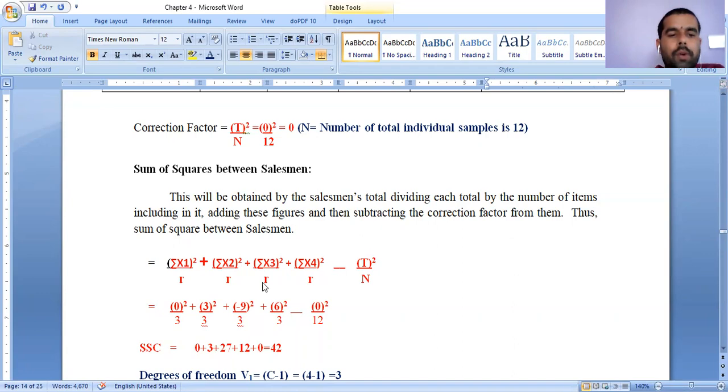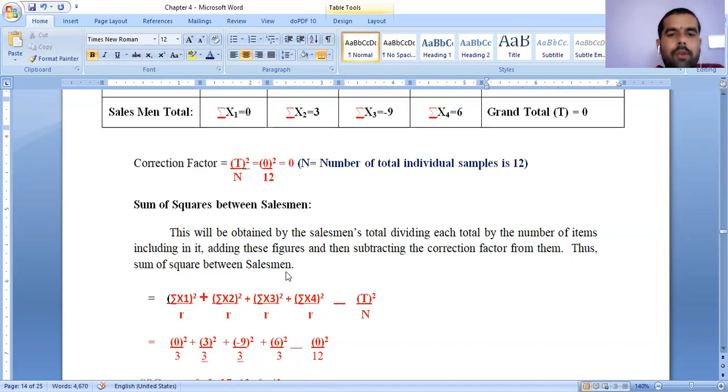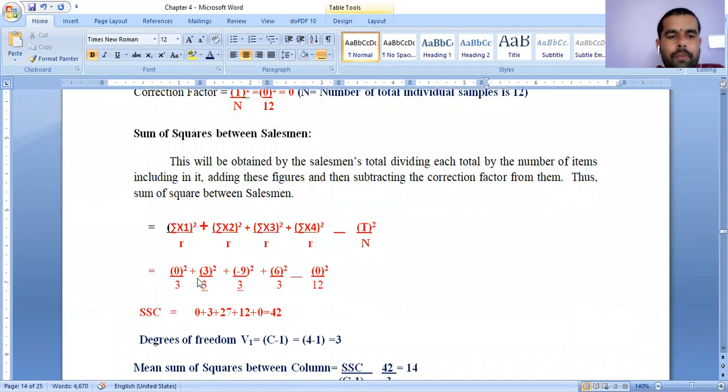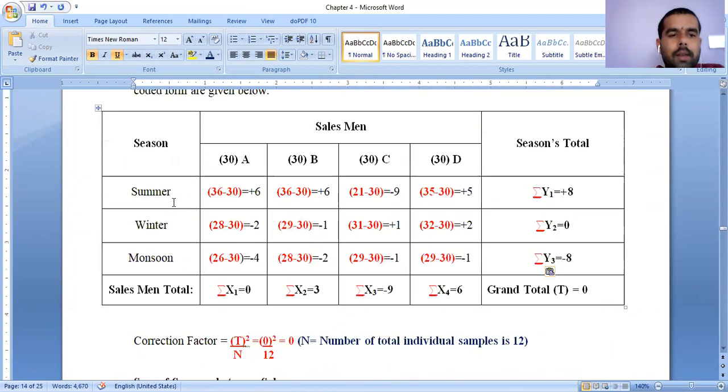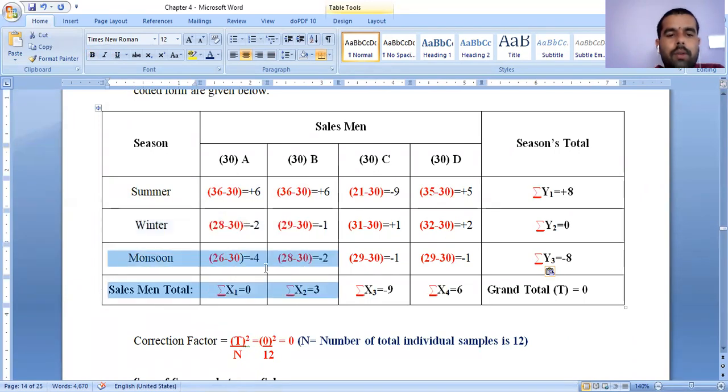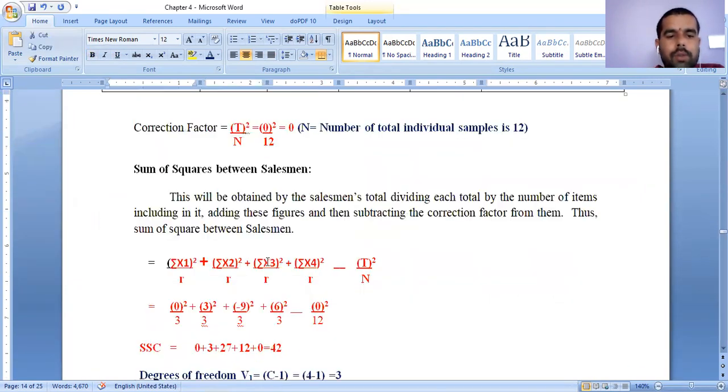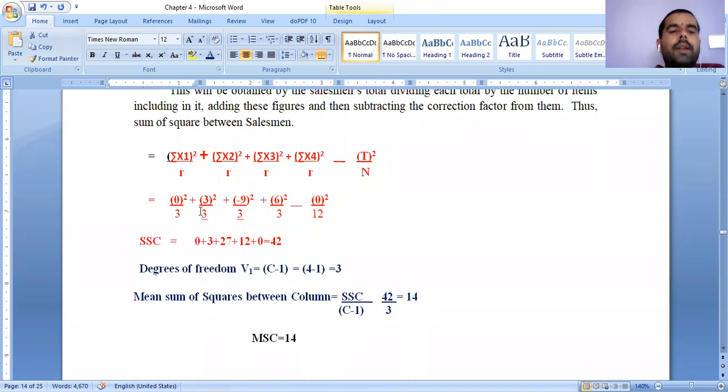Observe carefully: sigma x1 whole square is 0, then 3 whole square, minus 9 whole square, 6 whole square. R stands for rows. How many rows are there here? Summer, winter, then monsoon. 3 rows are there, so I have written R as 3. That is 0 whole square divided by 3, which is 0 only.